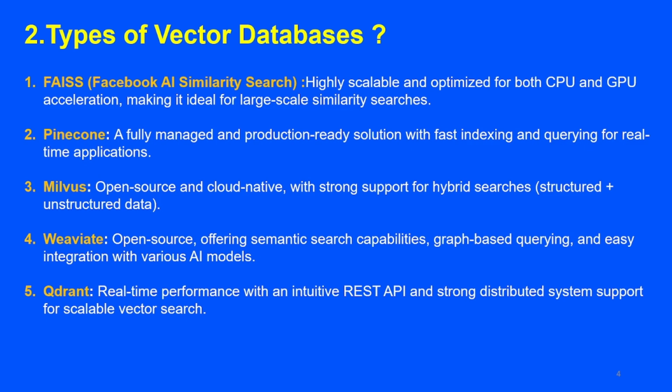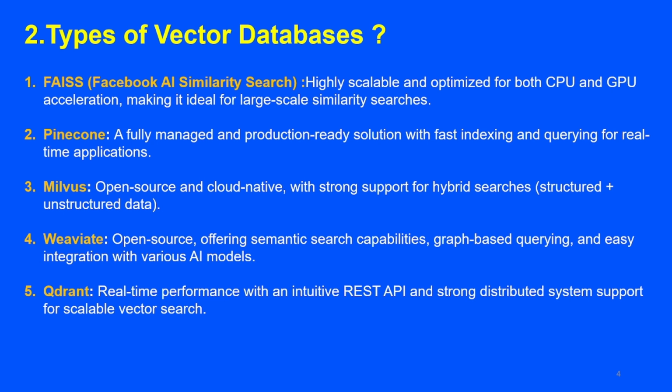Okay, now come back to the second point. What are the different types of vector databases available, and which are free and which are paid? We can see there are five main types of vector databases available: Facebook's one, Pinecone, Milvus, Weaviate, and Qdrant. These are five different types of vector databases available.